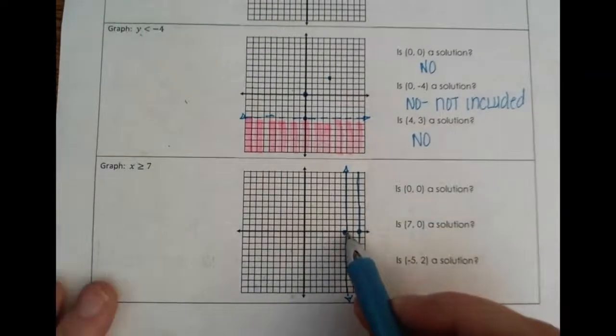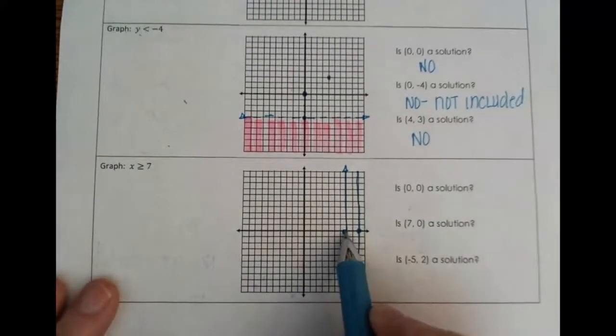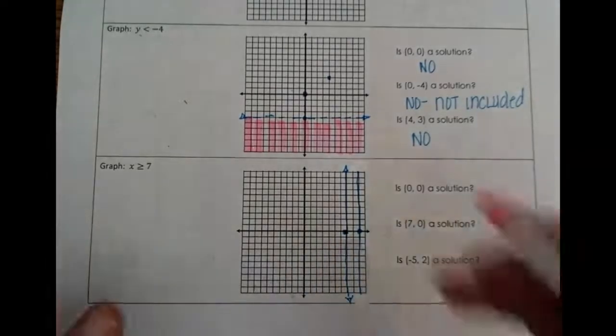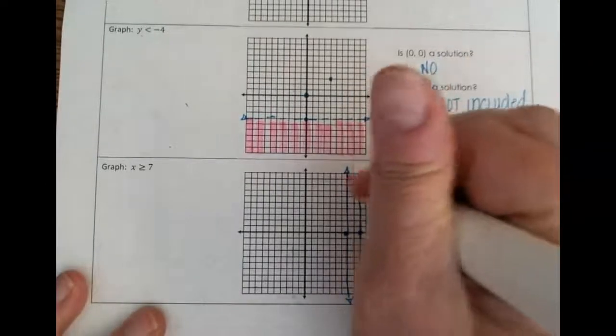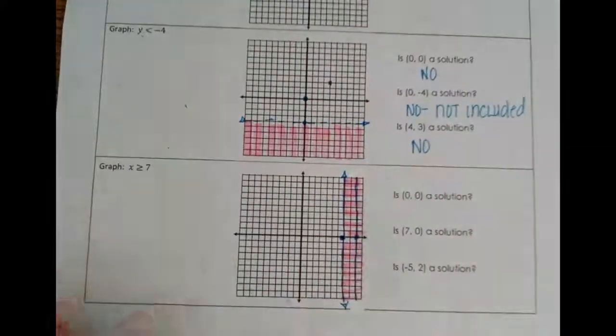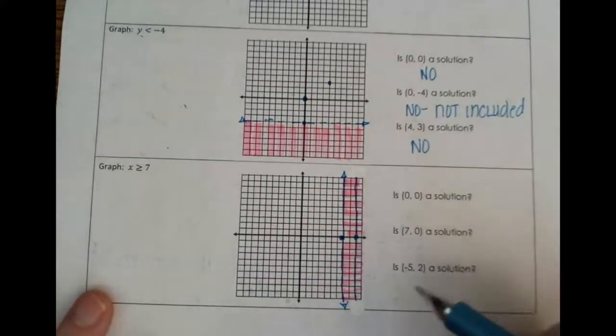And then x is greater than 7. So if 7's here, where is x greater than 7? To the left or to the right? In this case, it's going to be to the right because those numbers are greater than 7. So our shading is going to be over here to the side. Right there. I had my line off a little bit, so just ignore that second line.